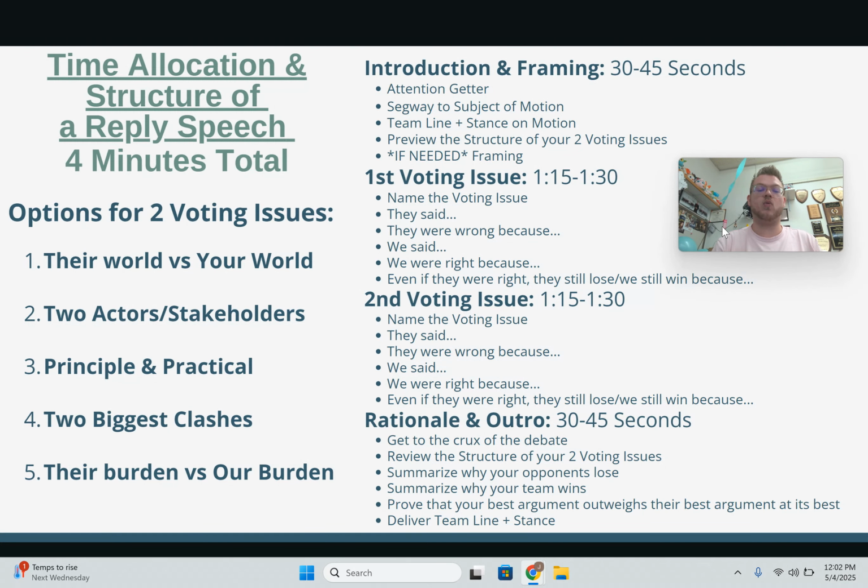And in terms of what your two voting issues are, there are 5 overall accepted, common, and useful structures. You can do their world versus your world. You can do the 2 actors, decision makers, or groups of people affected by the motion that the judge consider most. You can divide the round into principal arguments and practical arguments. That's my favorite. You can do the 2 biggest clashes or disagreements in the round, similar to a third or a second speech. And you can go over their burden, as in your opponents failed to meet their burden, and your team's burden, as in your team met its burden.